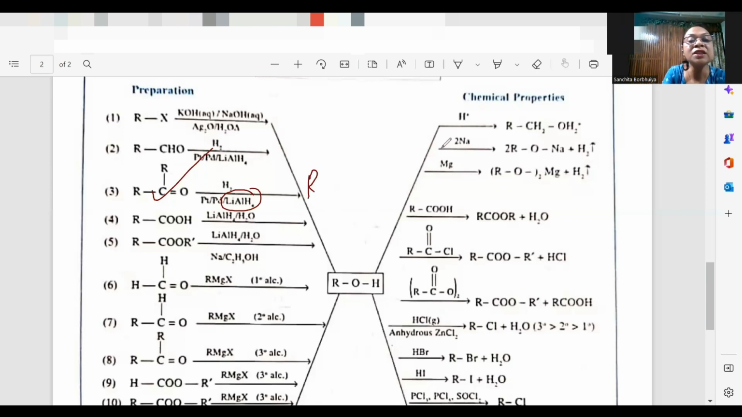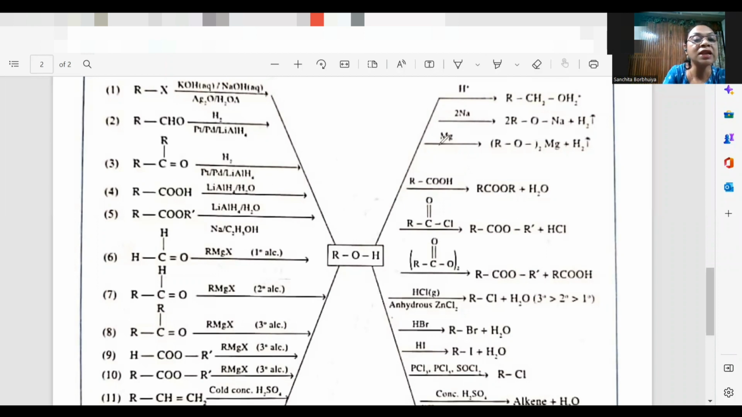But the difference between the aldehyde and the ketone is that the alcohol which you will get from a ketone will always be a secondary alcohol. All right, the alcohol from the ketone will always be a secondary alcohol. Going on to the next one.